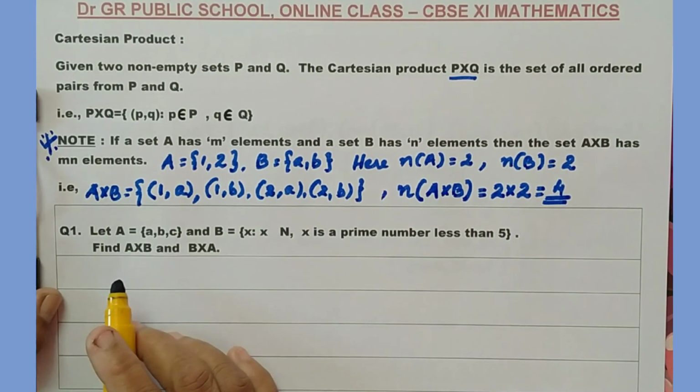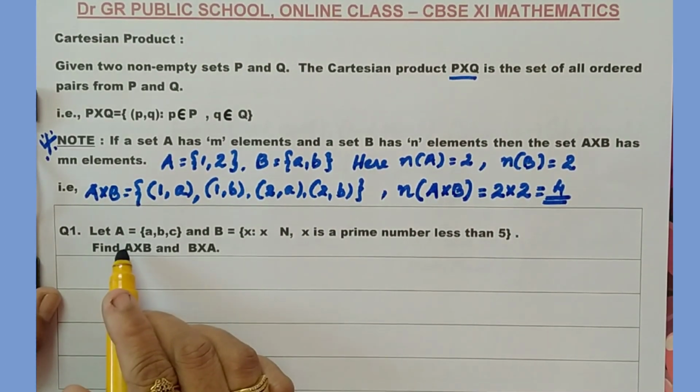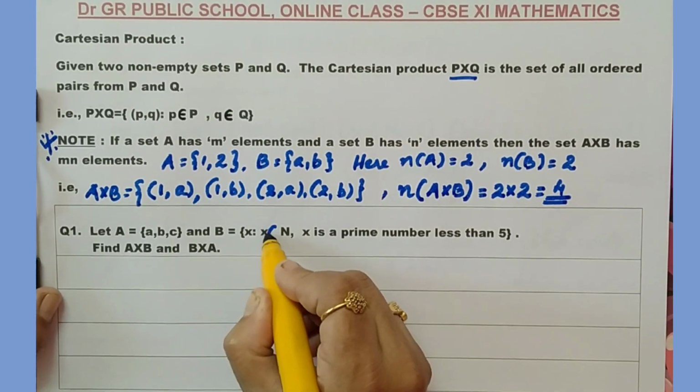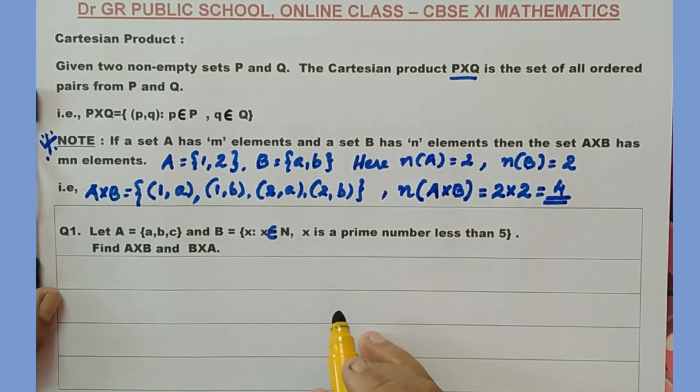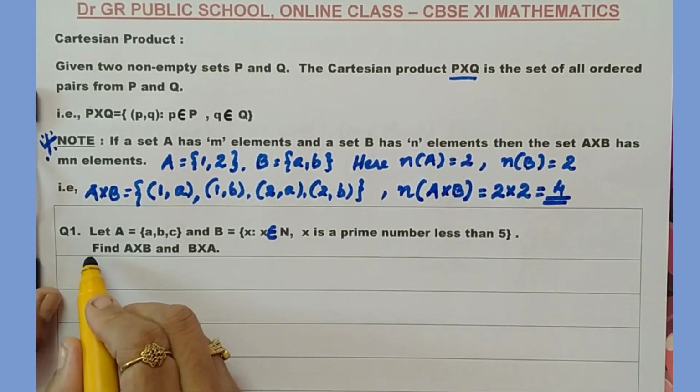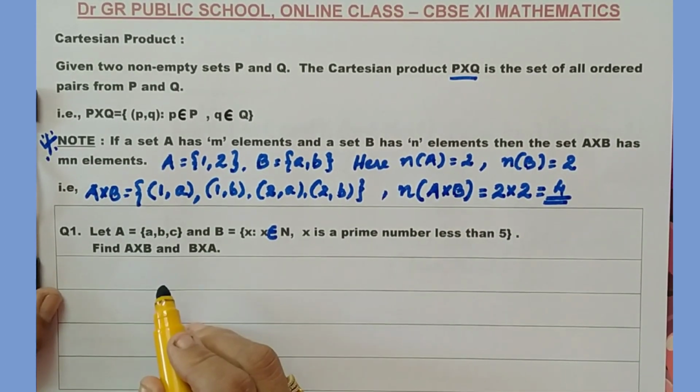Now we can discuss one problem. Let A equal the set {a, b, c} and B equal the set of all x, element of the natural number set N, such that x is a prime number less than 5. Find A cross B and B cross A.